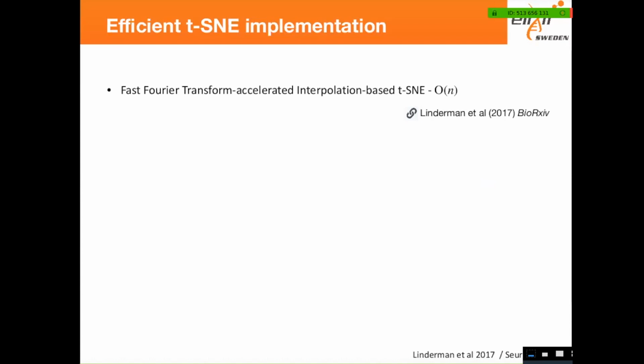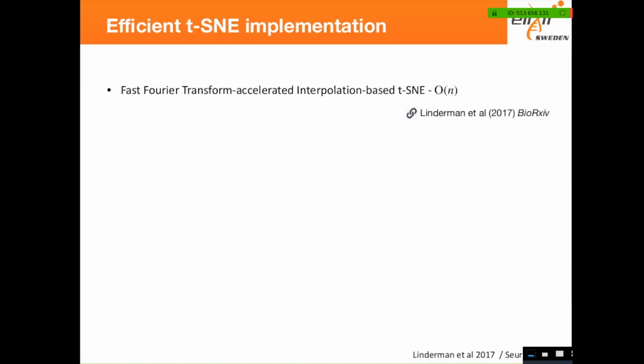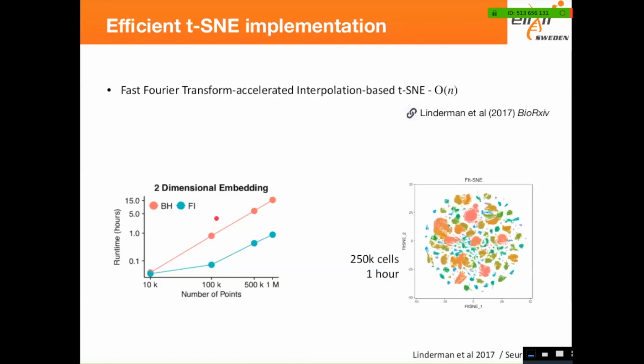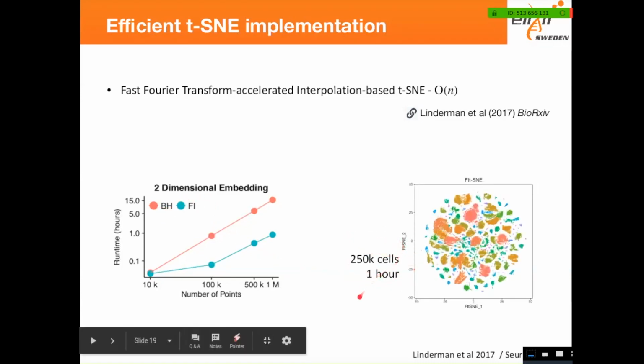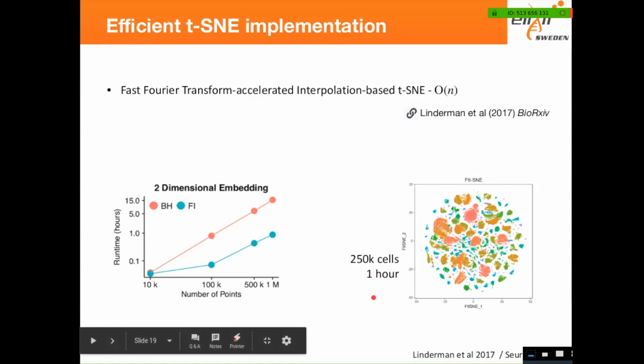So there is the newer version of the tSNE, which is a fast Fourier transform accelerated interpolation-based tSNE. I'm not going into details, but this is one of the versions already implemented in Seurat, and it's much, much faster. Compared to the previous one, which is already quite good, the Barnes-Hut implementation, you can embed 250,000 cells within an hour or even less. And I'll come to that a little bit later when comparing to UMAP.